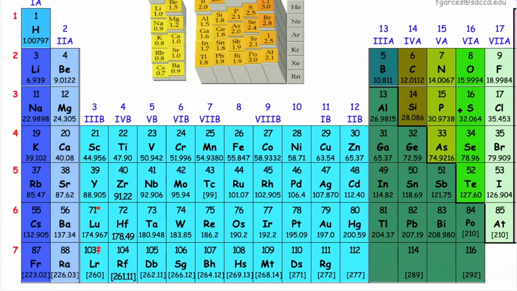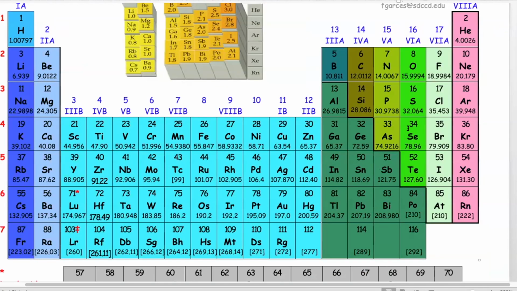Here is the periodic table, and we're looking for the electron configuration for selenium. The trick is to go to the previous noble gas, because selenium will have 34 electrons. How do you know? It's right here. Atomic number 34, 34 protons, 34 electrons.